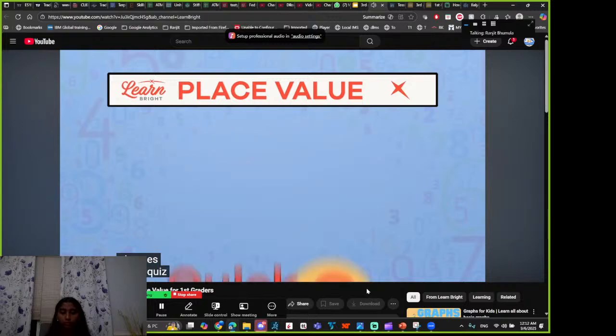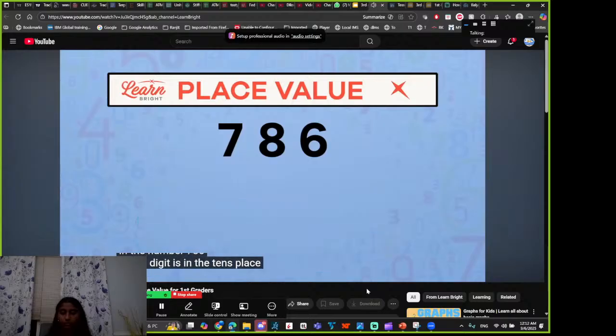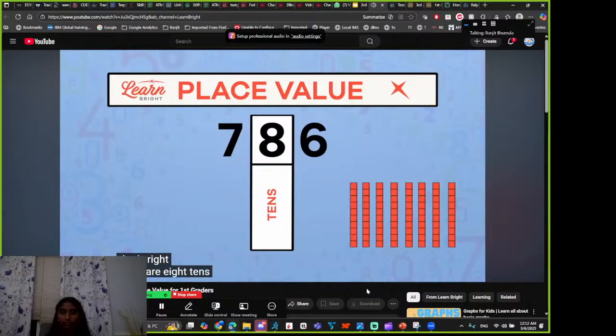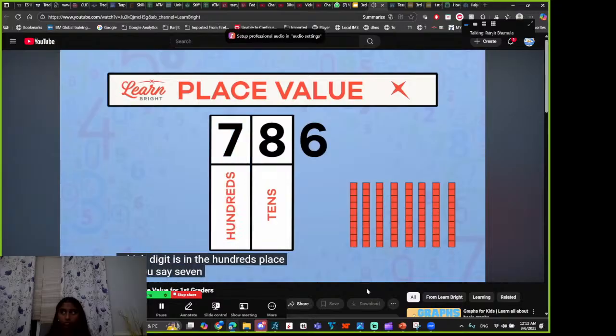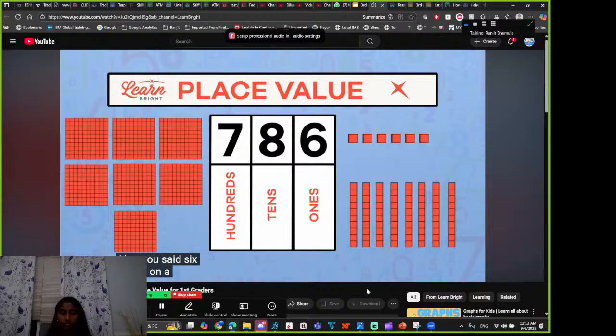Quick quiz. In the number 786, which digit is in the tens place? Did you say 8? That's right. There are 8 tens, or 80. Which digit is in the hundreds place? Did you say 7? You got it. There are 7 hundreds, or 700. Finally, how many ones are there? I bet you said 6. You're on a roll.